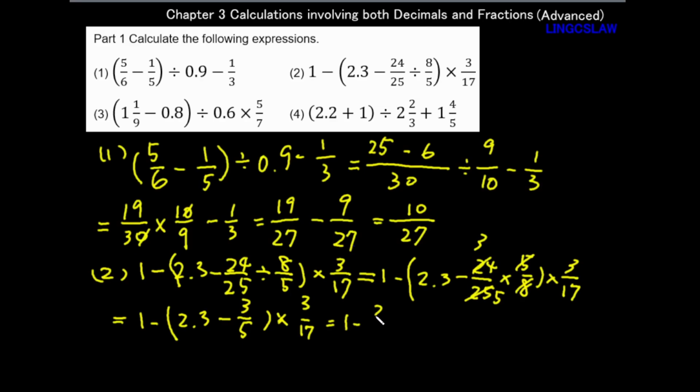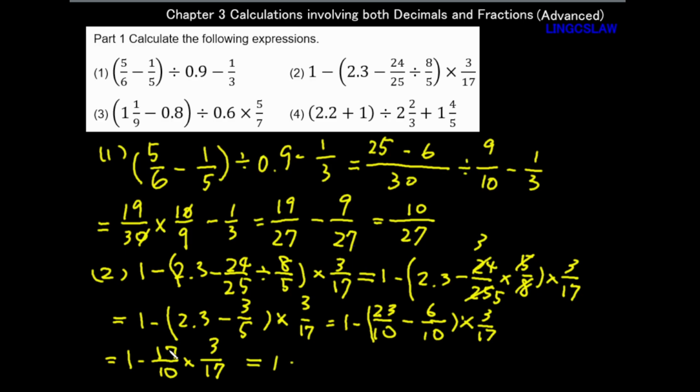1 minus 23 over 10 minus, let's make the denominator 10 here, 6 over 10 times 3 over 17 equals 1 minus, so 23 minus 6 equals 17, 17 over 10 times 3 over 17. Okay, this is good, and I can simplify this one. 1 minus 3 over 10 equals 1 is 10 over 10 minus 3 over 10 equals numerator 7 and denominator 10. This is the answer, 7/10.